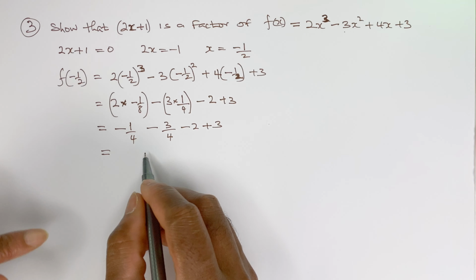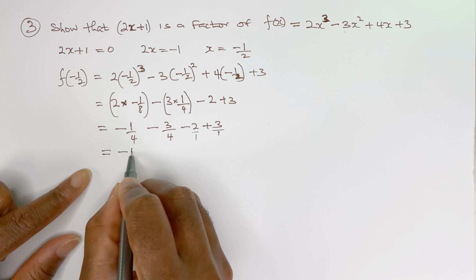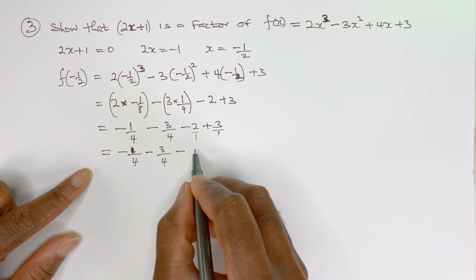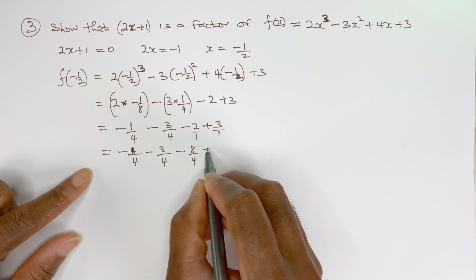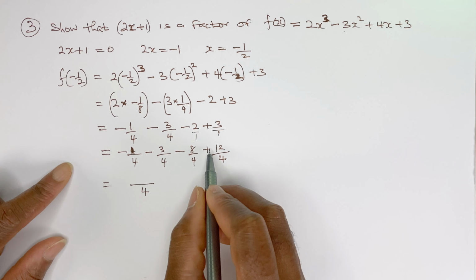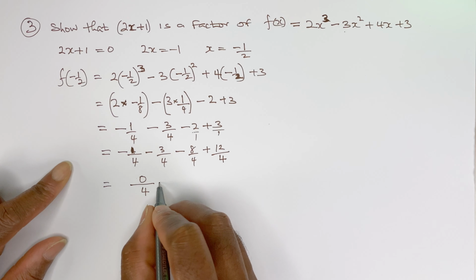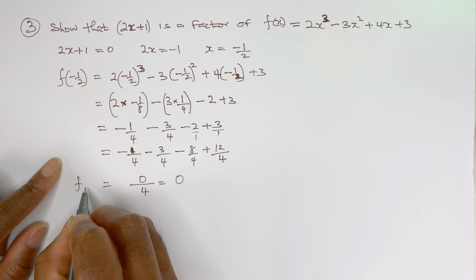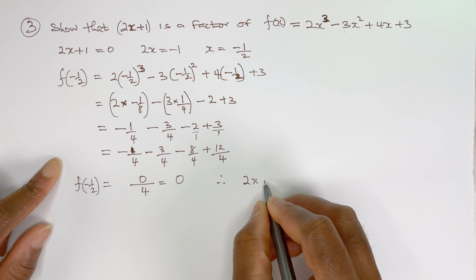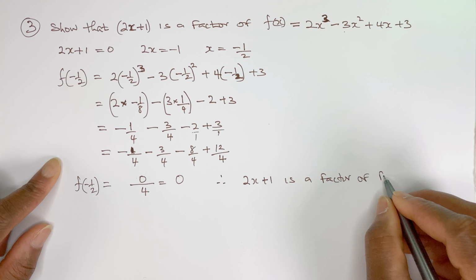Right, so what we need to do is try and make them the same denominator. So this is 2 over 1, and that's 3 over 1. So minus 1 over 4, minus 3 over 4, minus 8 over 4, plus 12 over 4. Because I have common denominator 4, plus 12 minus 8 is plus 4, plus 4 minus 4 is 0. So that would be 0. So f of minus a half is 0. Therefore, 2x plus 1 is a factor of f of x.